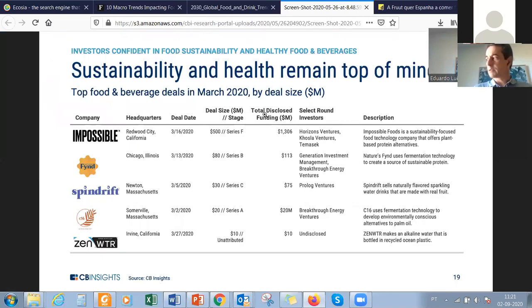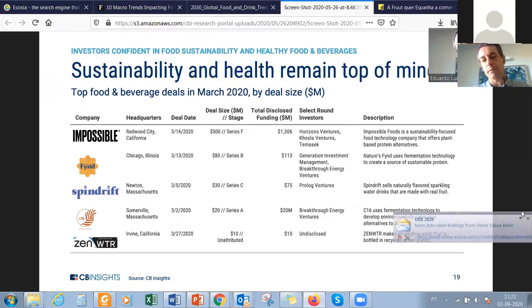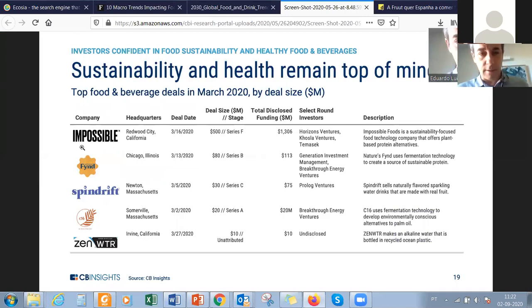So it's information that gives a trend based on the money that investors, professional investors, believe will be the future of relevant business in the food sector. So Impossible, that description gives us an idea of things that could be relevant.